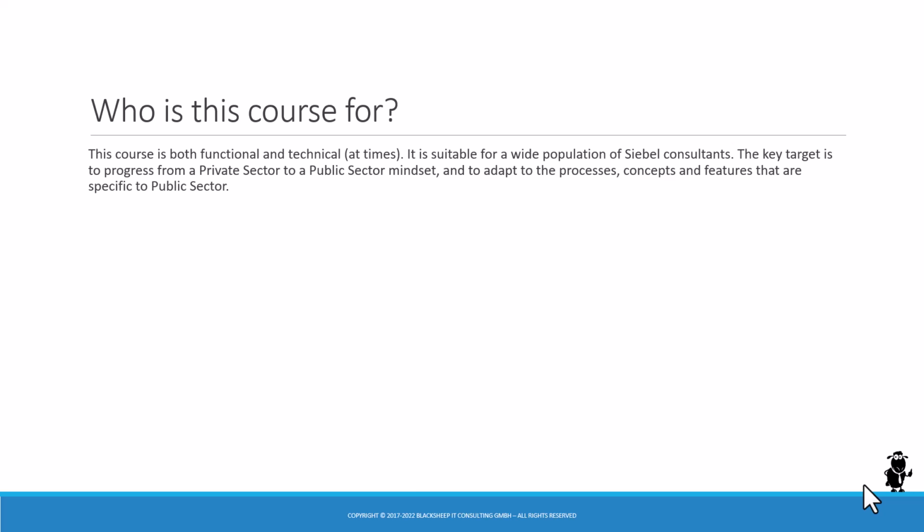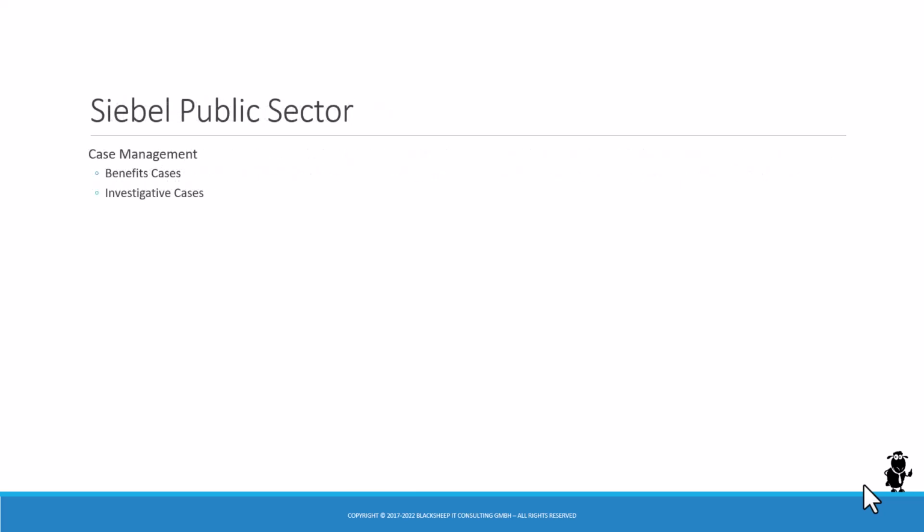Let's take a little bit of a closer look at the kind of thing you'll learn about in this class. Siebel Public Sector, unlike any Siebel application you might have worked with before, you will meet the case entity. The case entity helps agencies and organizations manage cases involving citizens in need, for example, cases around benefits and allowances, or cases involving citizens who are believed to have been involved in some illegal activity, investigative cases.